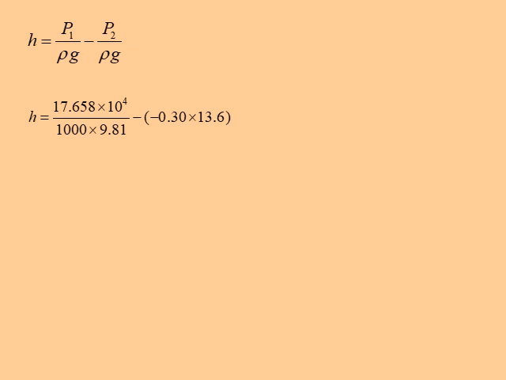There is a vacuum pressure, so for that reason the negative sign is taken here. That means minus into minus of 0.30 into 13.6. So now the H value is 22.08 meter of water, or 2208 centimeter of water.